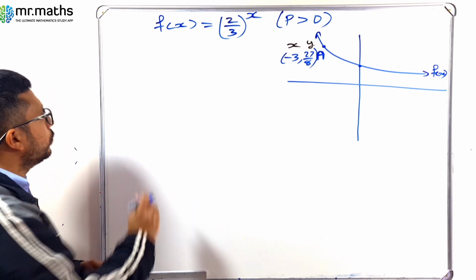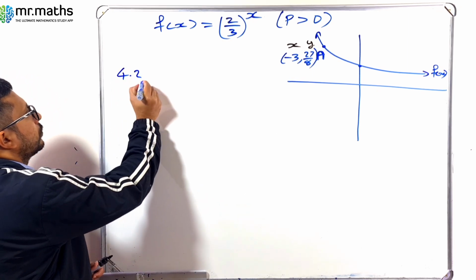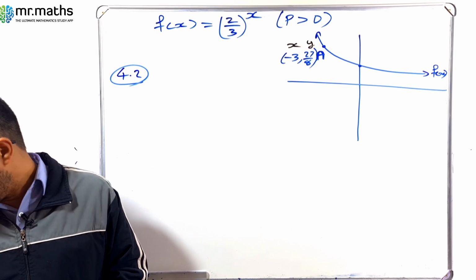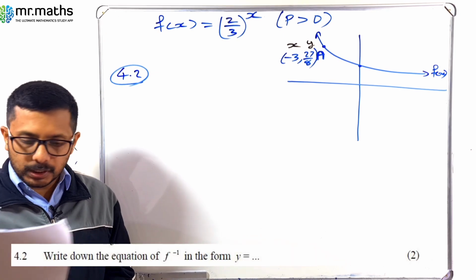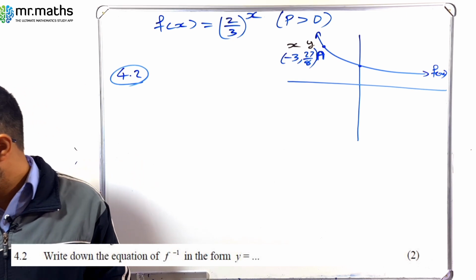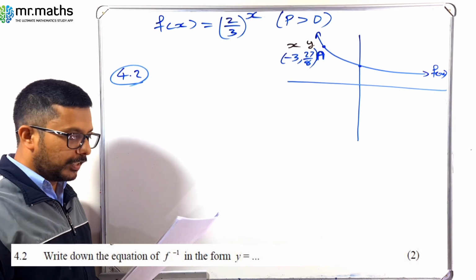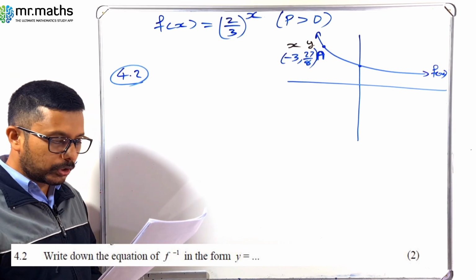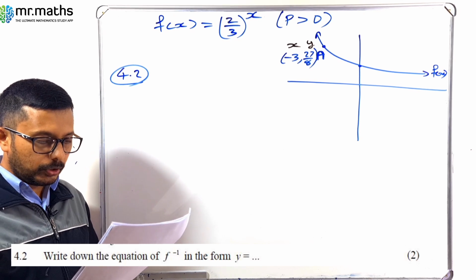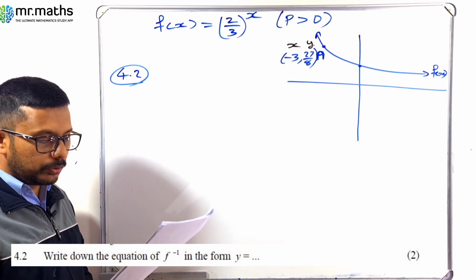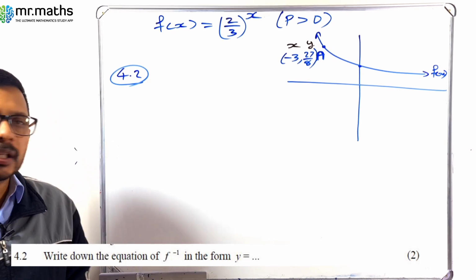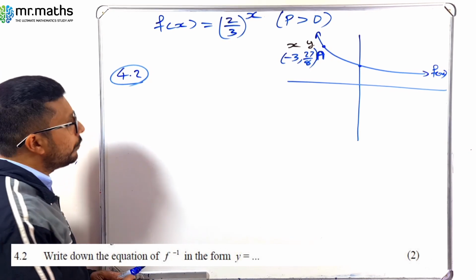Question number 4.2. What is that question? Calculate the coordinates of... not this question paper. Write down the equation of f inverse in the form of y is equal to. So you have to find the equation of f inverse in the form of y is equal to. That's a frequent question, f inverse.